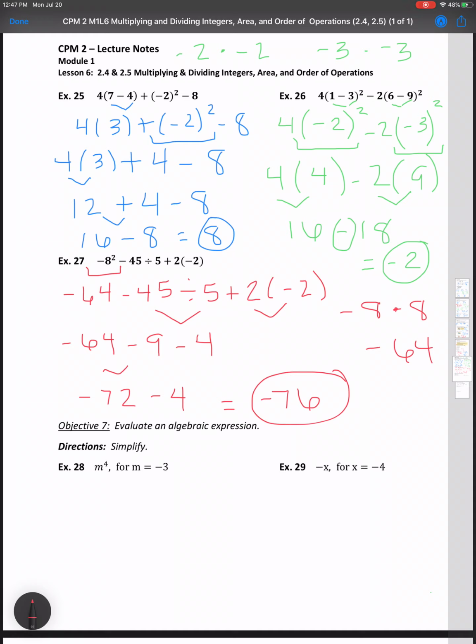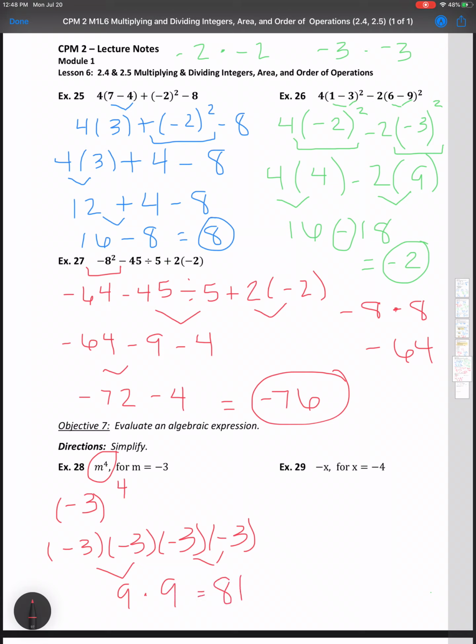Okay, moving on to objective 7, evaluate an algebraic expression. So here's my expression. Remember, every time we're doing substitution, go through and put parentheses there. Instead of m, they want me to plug in negative 3. So think about what this means. Am I taking 3 to the 4th power, or am I taking negative 3 to the 4th power? Whatever's in the parentheses. So in this case, negative 3 times negative 3 times negative 3 times negative 3. And then just take 2 at a time. A negative times a negative is a positive. A negative times a negative is a positive. 9 times 9, positive 81.